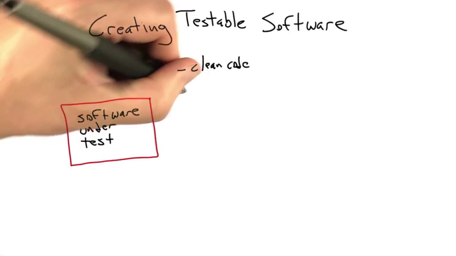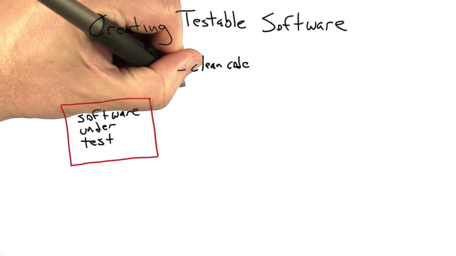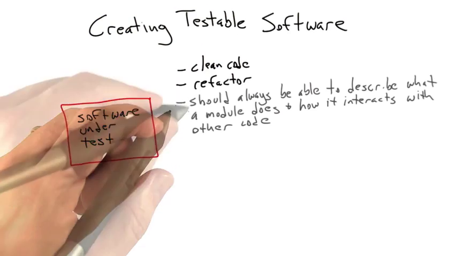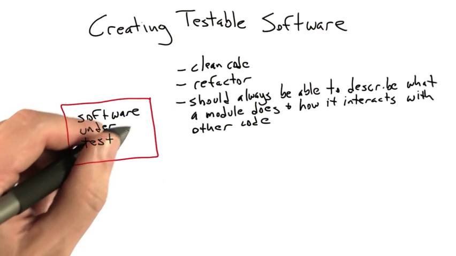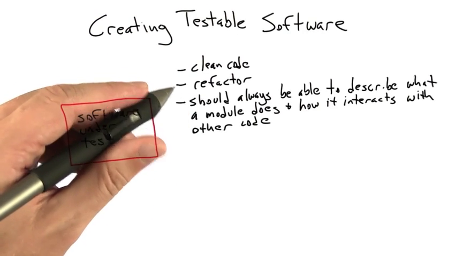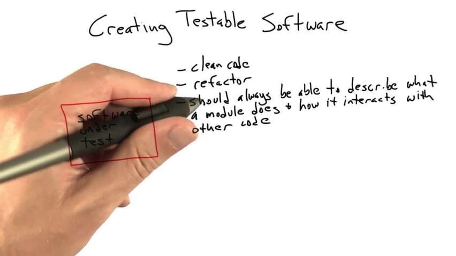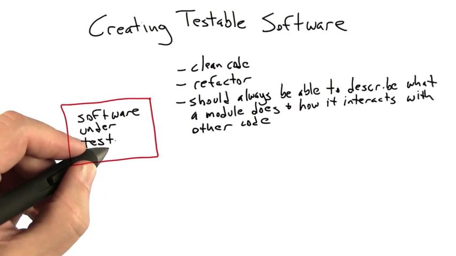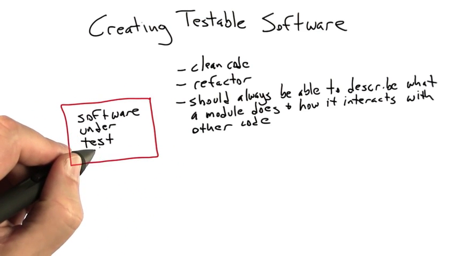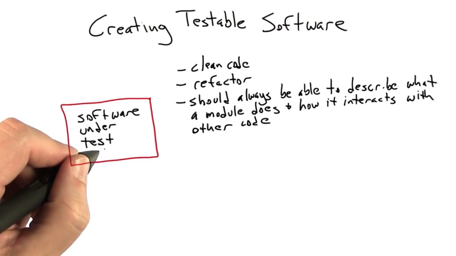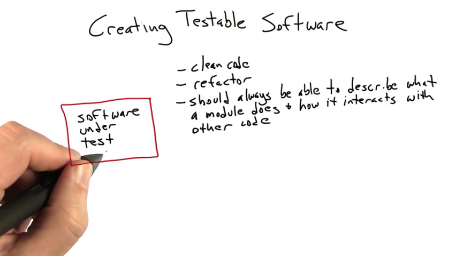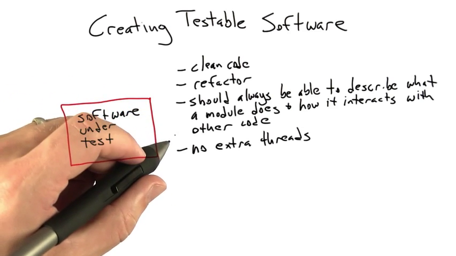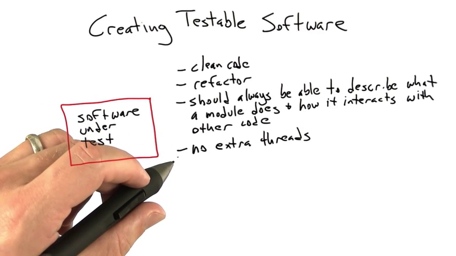Of course, we all know that's pretty much impossible. So when it's not possible to write clean code in the first place, we need to refactor code whenever necessary. Third, for any software module that we're writing, we should always be able to clearly describe what this module does and exactly how it interacts with other code. If we find ourselves in a situation where we can't clearly describe all of the dependencies that our module has with the other modules in the system, then we're probably in a situation where we've created software that can't be tested effectively. Code should never have any more threads than it absolutely needs to get its work done.